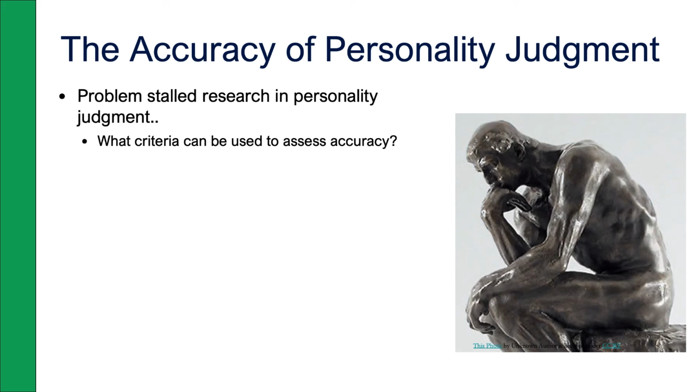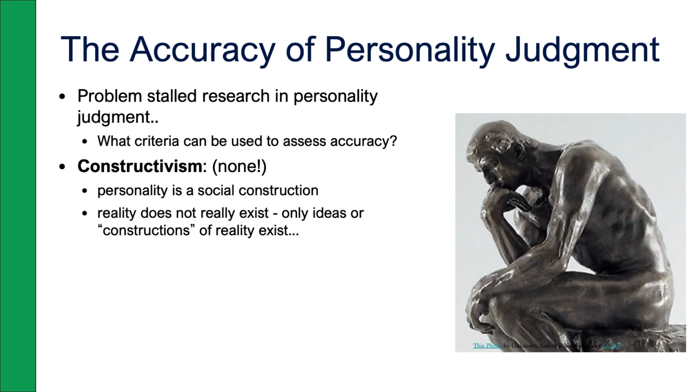The first is constructivism. Constructivism implies that there really is no objective reality, and reality is just a construction that we all create in our own minds, including personality. My idea of your personality is not real. It's just my own social construction. And your idea of your personality is not real either. It's just your social construction. We can't compare our own realities because they're not comparable. And if there is no objective reality, then there's no way to know who is more accurate.